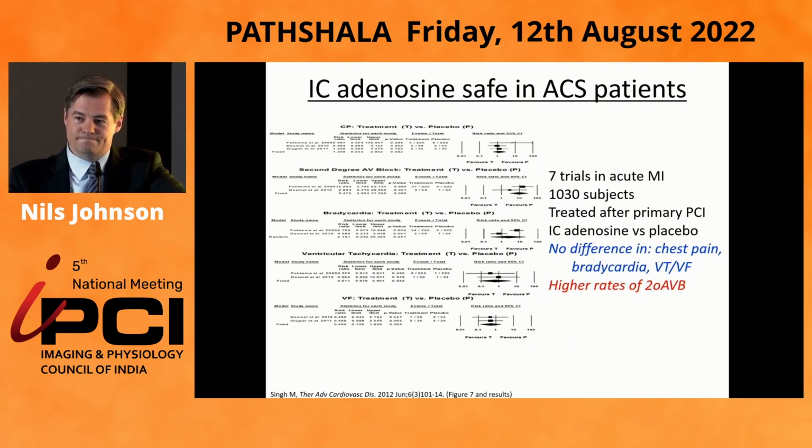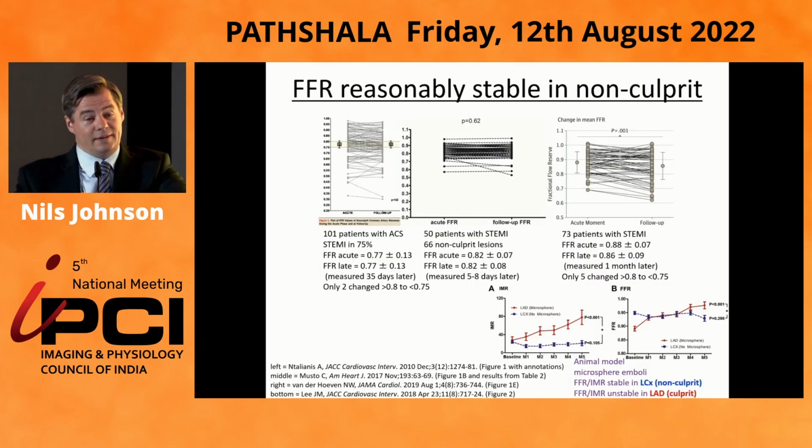Some of the more experienced, seasoned cardiologists in the room will remember that IC adenosine was explored 15 or whatever years ago as a treatment for reperfusion injury, and so there's a large amount of data on using IC adenosine, if that's your hyperemic drug of choice: over 1,000 subjects in 7 trials, and you can see here strong signals of safety. The FFR value itself is quite reasonably stable. These are 3 trials at the top where FFR was measured in the immediate setting, right when the patient presented with an acute coronary syndrome, and then brought back later for a second FFR assessment.